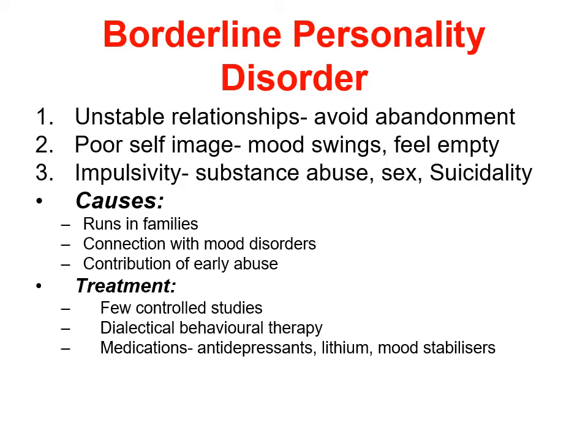This disorder tends to run in families. It is also connected with other mental disorders referred to as mood disorders, so that would be the comorbidity of that. And you tend to see borderline personality disorders evolving due to early childhood abuse situations.